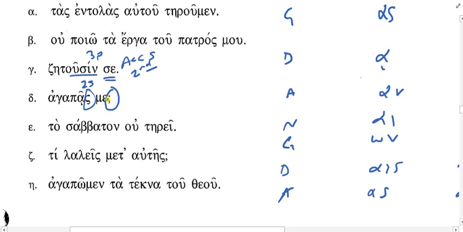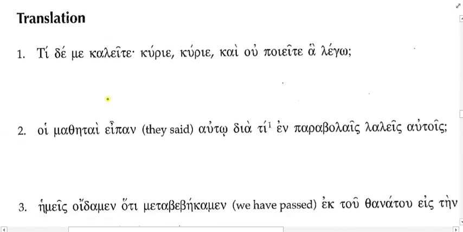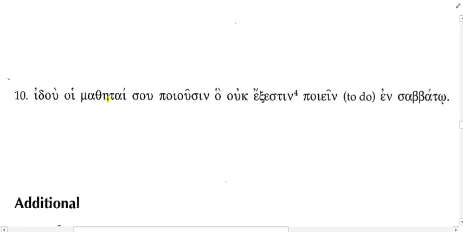All right. If not, let's go on to the translation homework, shall we? And I'm happy to go through any of these if you'd like. Right. So number 10, let's read it together out loud real quickly. Ready? Idu hoi mathetai su poiusin ha uk exesten poien en sabbato. All right. So Philip, you asked about this. How far can you get with translating this? And let us help you. Translation's just clunky. Yeah? So I translated see your disciples doing what is not lawful to do on the Sabbath.